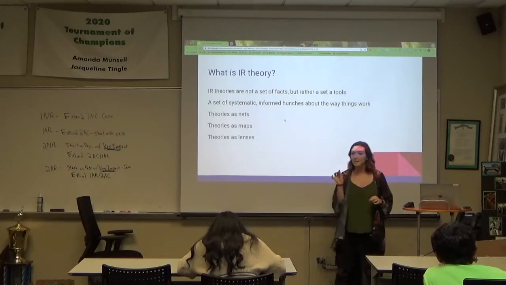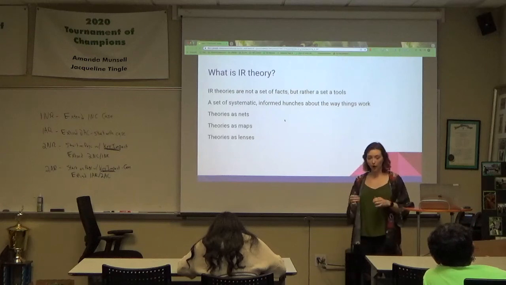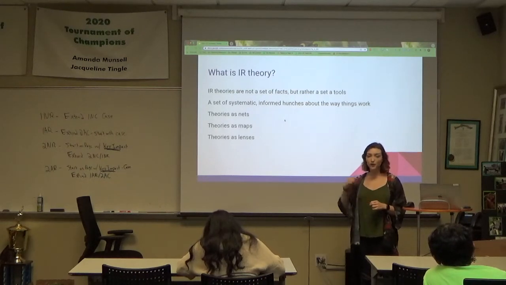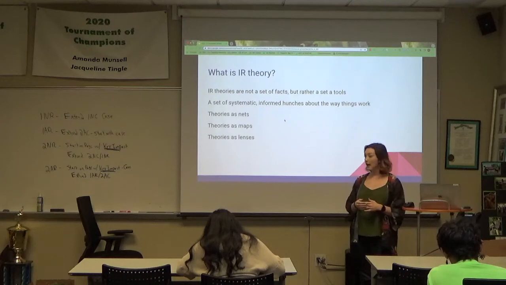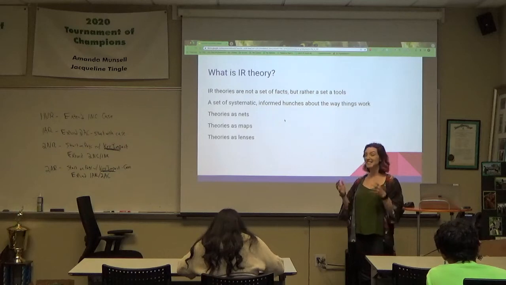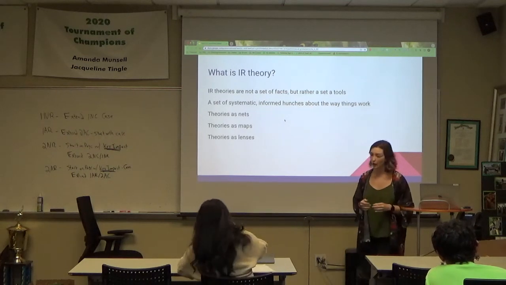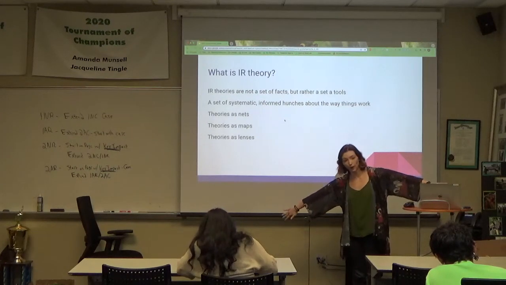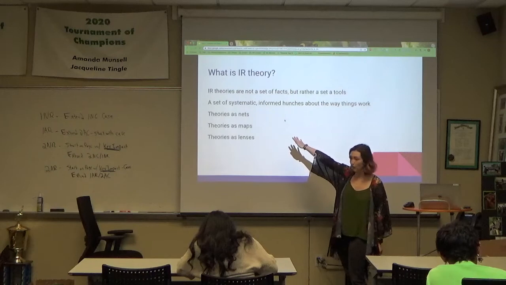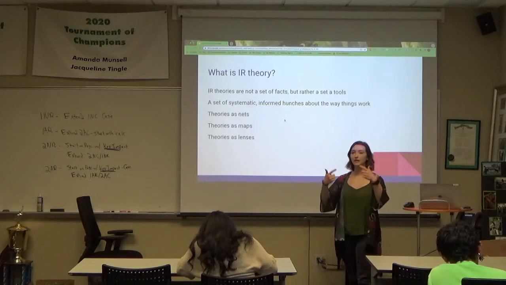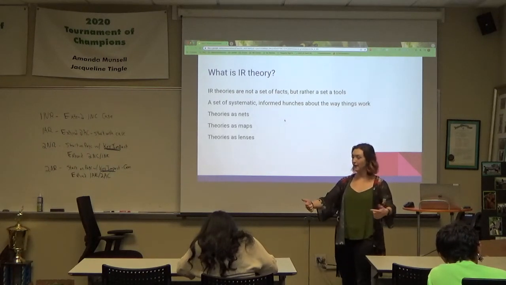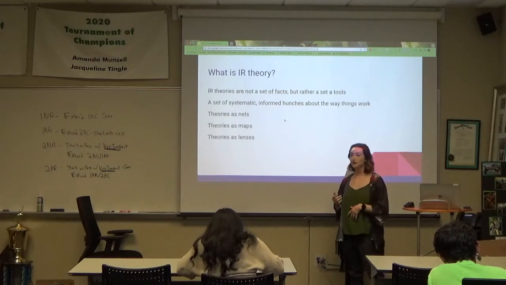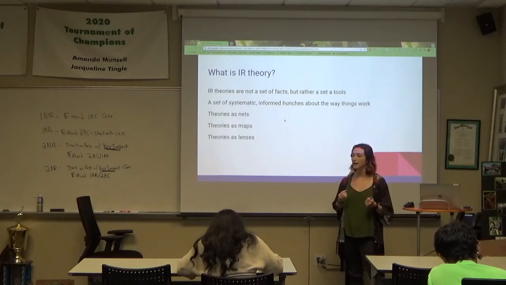Next, we can view theories as maps. Maps mean that we are trying to get from point A to point B, and so these theories are trying to be predictive. That is true of most interpretive and objective theories: they are trying to be predictive to at least some degree. They are trying to say, okay, based on what we think we know about how the world works, based on our set of systematic informed hunches, what does that mean for the future of XYZ event? If I'm a realist, I will have different predictions about the conflict in Ukraine than if I am, say, a constructivist.